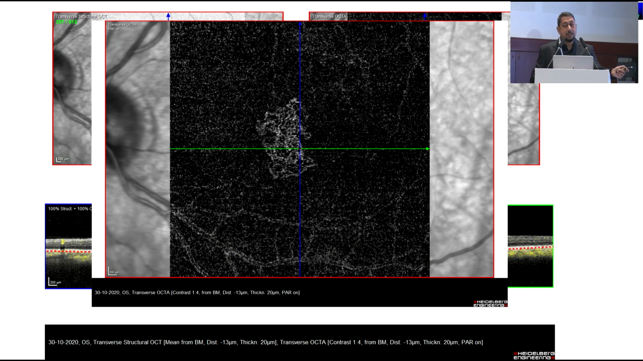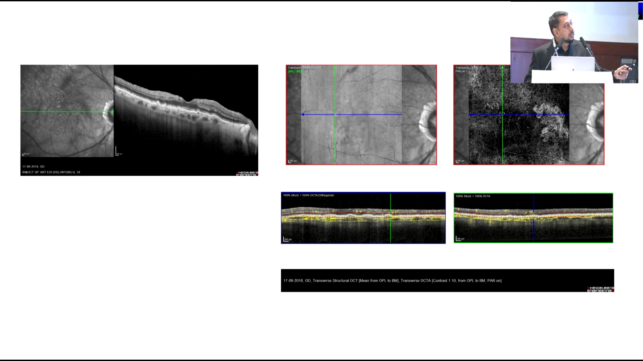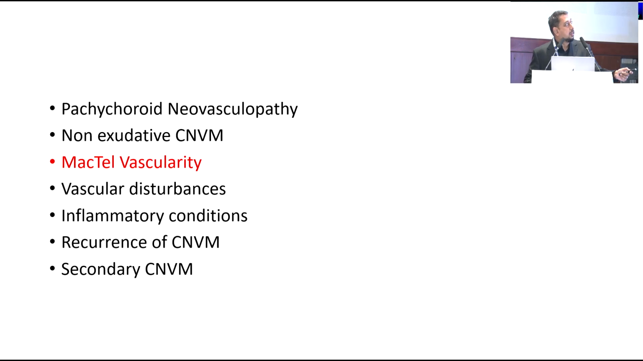And why is a non-exudative CNVM important? About 8 to 15% convert to full-blown CNVMs in a year, so you need enhanced monitoring. So OCTA defined this condition. In the absence of exudation, OCTA defined this condition and is essential for the diagnosis. Again, another example where you see a large area of RPE alterations and a peripapillary non-exudative CNVM.